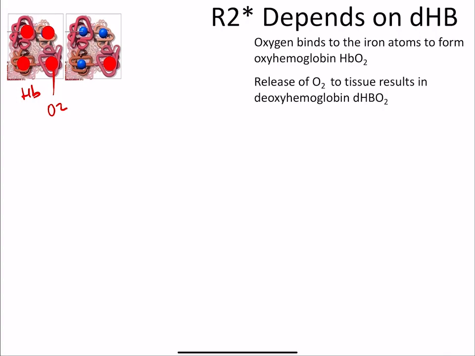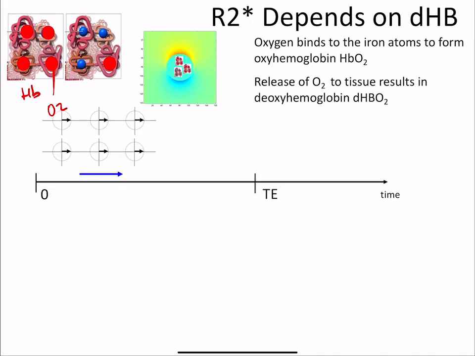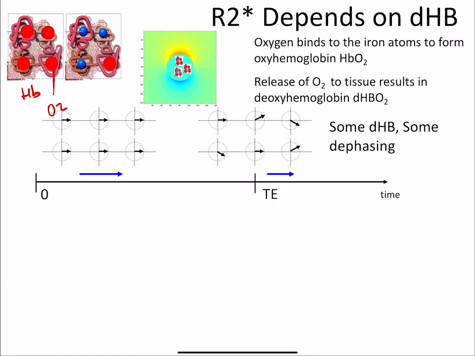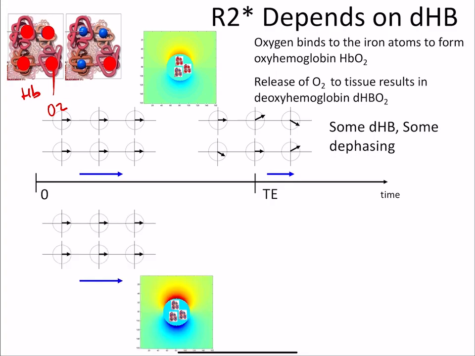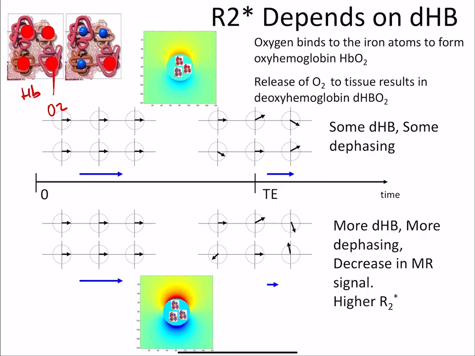When that hemoglobin goes into the brain or some other tissue, the oxygen gets offloaded into the tissue, and that exposes the iron atoms. That iron is now going to perturb the magnetic field. So that's the basis of Bold. Drawing the same picture as before: if there's a little bit of deoxyhemoglobin, there's some dephasing, so there's some decay. If there is more deoxyhemoglobin, there's more decay, and so the signal will go down. So the R2 star has a dependence on deoxyhemoglobin.